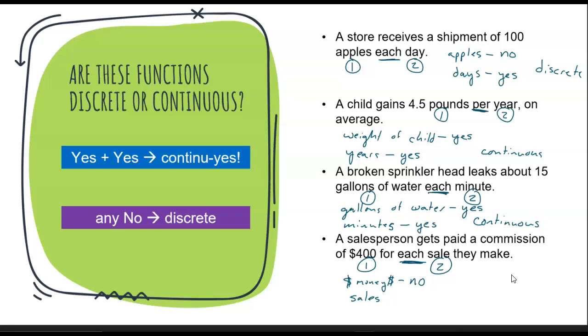How about sales? Can you make half a sale? What would that look like? It's sort of like signing just your first name on the contract and then only half of it. No. There's no such thing as half a sale. There's a full sale or there's no sale. So this is both no's. Definitely not both yeses, so this is going to be a discrete function.